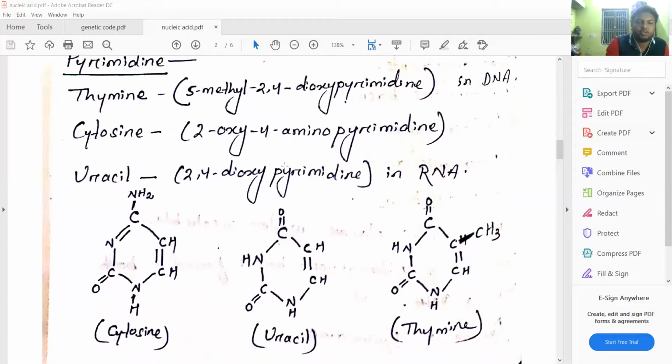Uracil is the 2,4-dioxypyrimidine. So no amino group is there in the uracil. Okay, this is the basic structure of pyrimidine. This is the thymine, cytosine, and uracil.